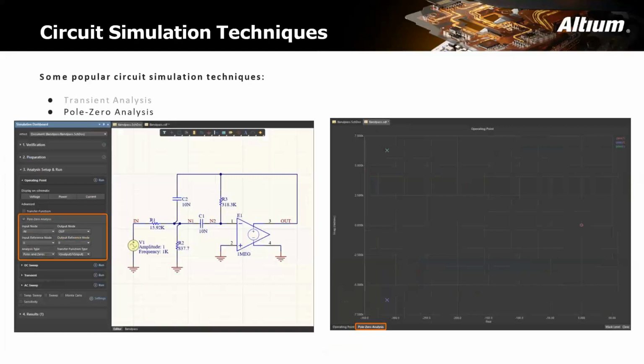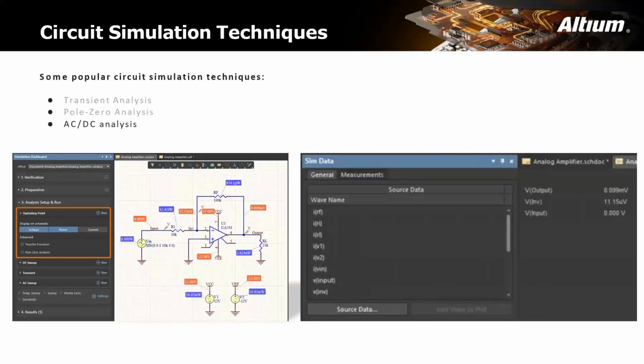Pole-zero analysis is an important circuit simulation technique that helps designers evaluate and optimize the performance of their circuit by analyzing the location of the poles and zeros of the transfer function of the circuit. Engineers can identify potential stability issues and take corrective actions before the circuit is built. It helps to optimize the performance of the circuit by identifying opportunities to improve gain and other key parameters.